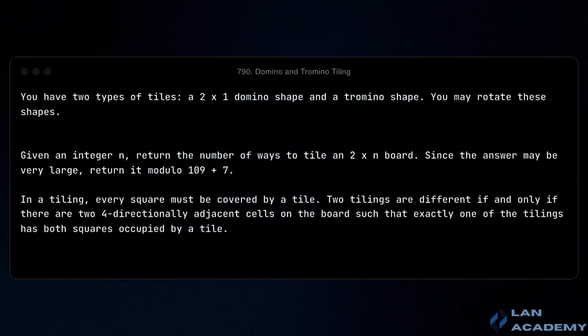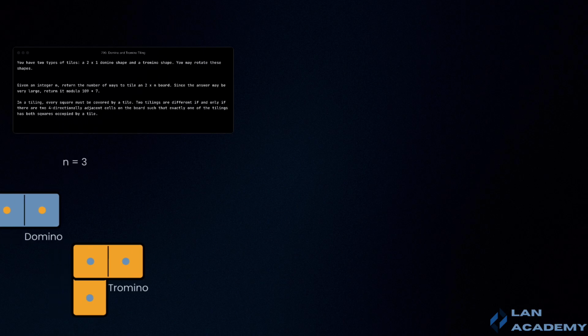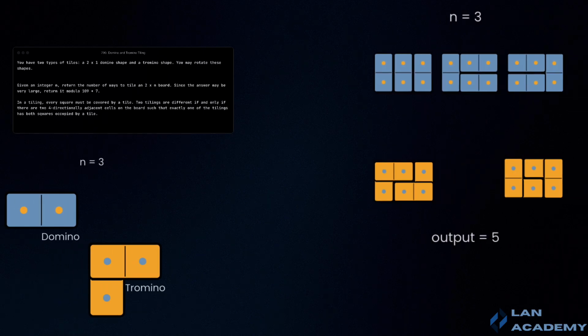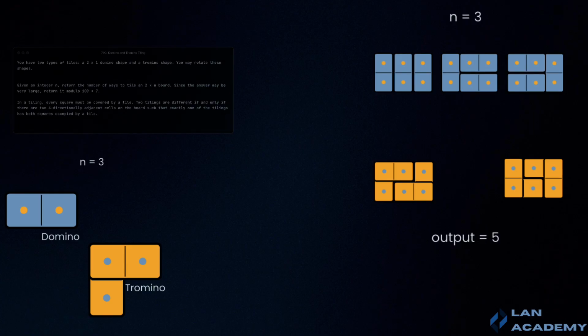In this problem, the task is to calculate the number of ways to cover a 2 times n board using two types of tiles, 2 times 1 dominoes and trominoes. The complexity of the problem arises from the numerous ways these tiles can be combined to cover the board, so an efficient approach is required to find the solution. We will use dynamic programming to solve this problem efficiently.